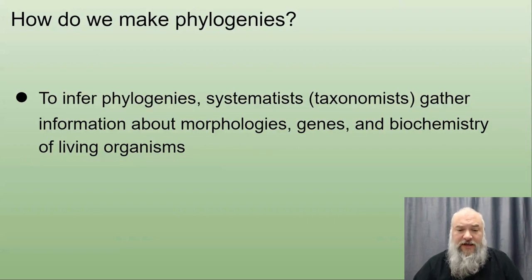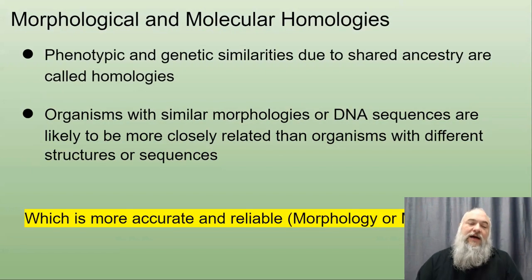In order to do that, phylogenists or systematicists or taxonomists gather information about the morphologies, the structures of organisms, their genes, and/or their biochemistry. Sometimes they only have fossils to work with, sometimes they've got genes, sometimes they don't, sometimes they've got biochemistry, so they just take what they can get to try to get as close as possible.